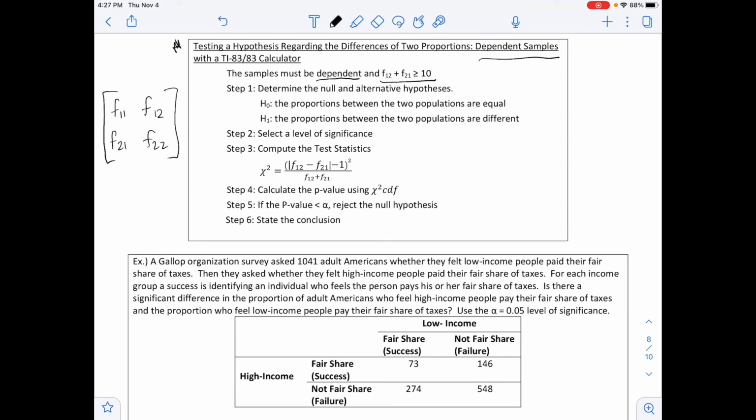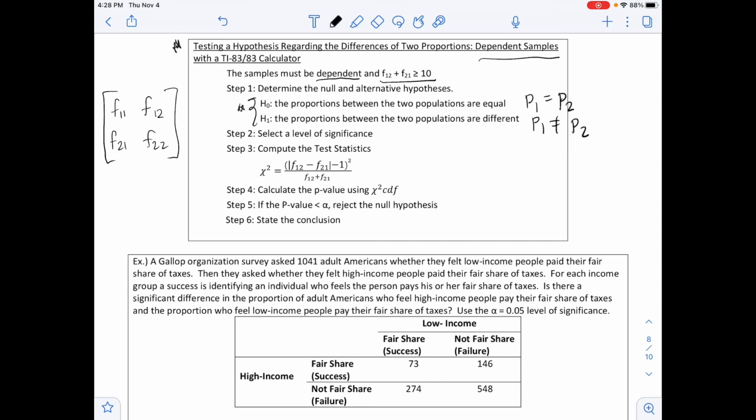Step 1 is to determine your null and alternative hypotheses. So definitely something that we should know for dealing with McNemar's test for matched pairs. So H naught is going to be the proportions between the two populations are equal. Since we're only dealing with two populations, we can definitely write this as P1 is equal to P2. You can also write it out with words. And then H1 is going to be the proportions between the two populations are different. So again, you can also write this as P1 is not equal to P2. Step 2 is select your level of significance, which again is usually given to us. And then for this test, we don't have a nice button to use on our calculator. We're going to have to do a little bit more of the calculations by hand.